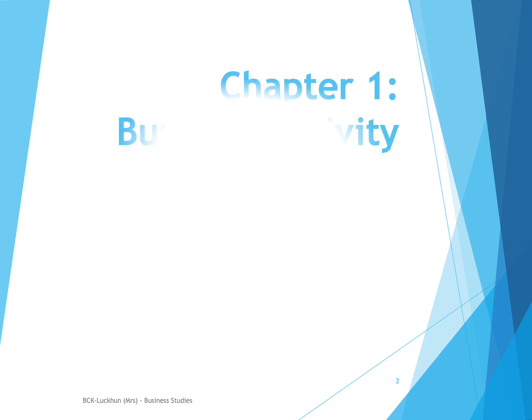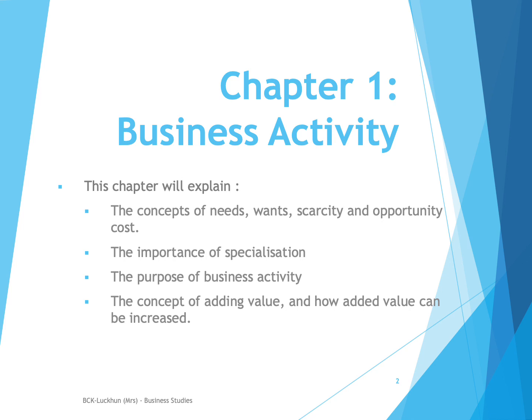So today we will be looking at the first chapter of business activity. This chapter will explain the concept of needs, wants, scarcity, and opportunity costs, the importance of specialization, the purpose of business activity, the concept of adding value, and how added value can be increased.